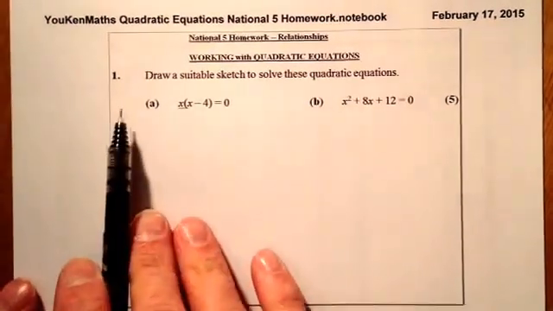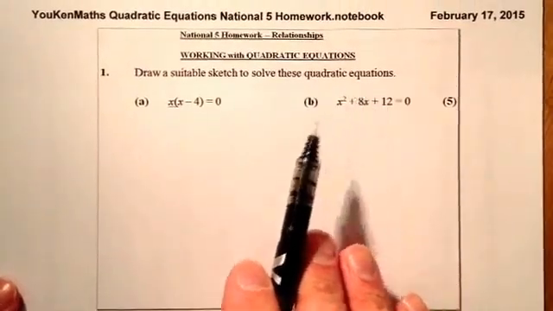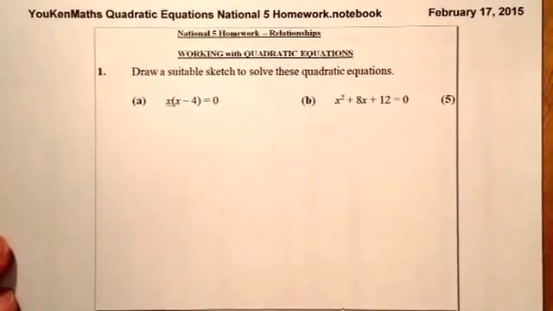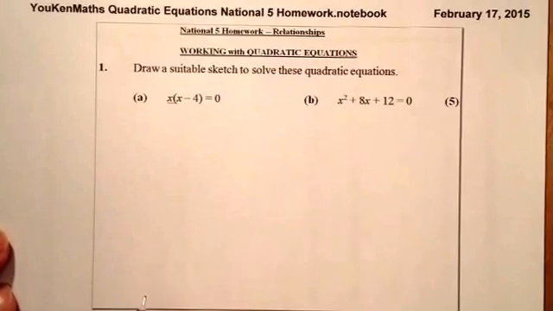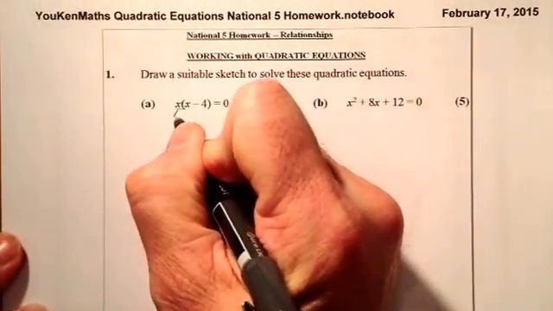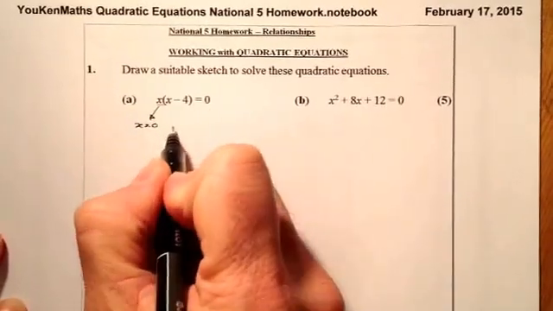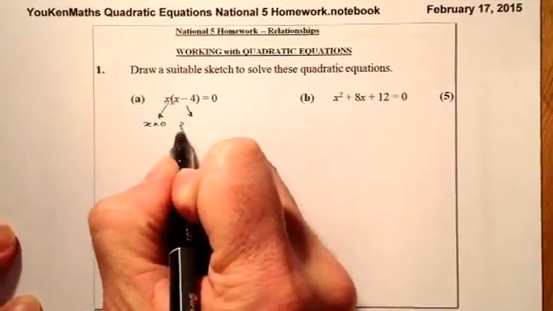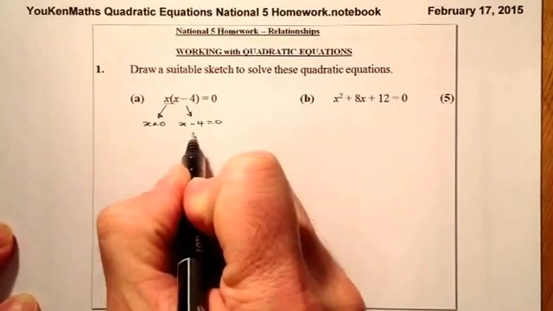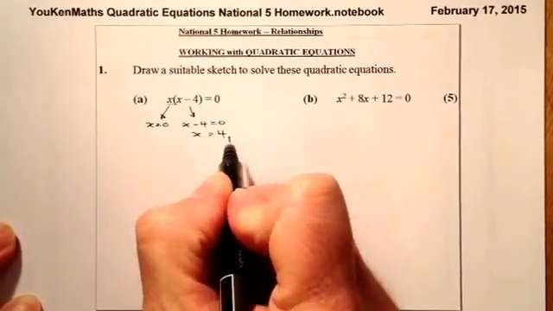Right then, first question: draw a suitable sketch to solve these equations. Now, quite a strange question, but let's try and solve them just from the equations that we have here. So what I have there is x equals 0, and from the part in the bracket, I've got x minus 4 equals 0, so there I've got x equals 4.